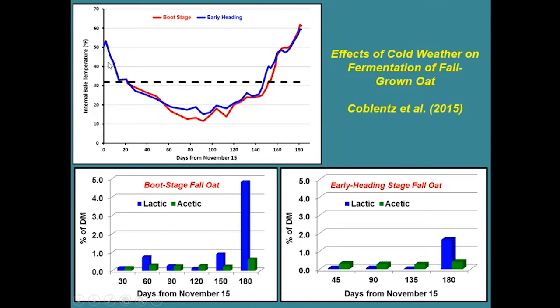And you will note that the internal bale temperature was suppressed very rapidly, and it remained well below freezing up until about the 15th of April. And we sampled these over the winter, and you'll notice that there was essentially no fermentation whatsoever, depicted here by concentrations of lactic and acetic acid, up until the internal bale temperature reached something above freezing. And when that occurred, you got a fairly rapid fermentation.